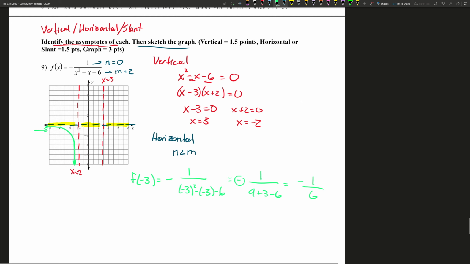Then we need to test the middle. So we test f of 0, right, 0 right here. So we plug that in, we get -1 over 0 squared minus 0 minus 6. So that's -1 over -6, which is a positive number. Okay, 1/6 is going to be above our horizontal asymptote, so our graph is going to look like this.